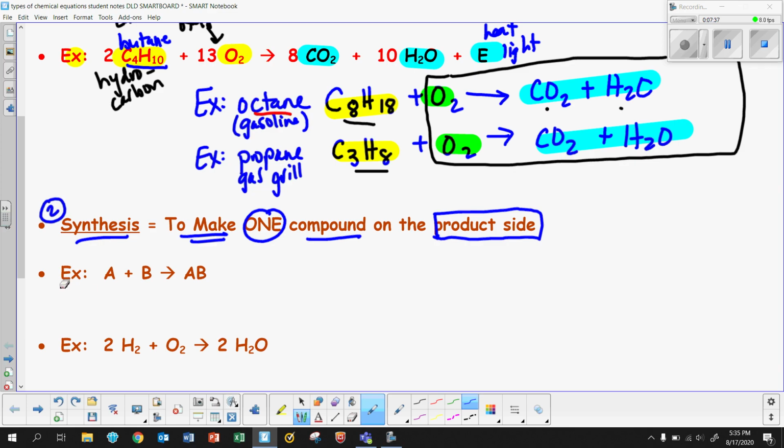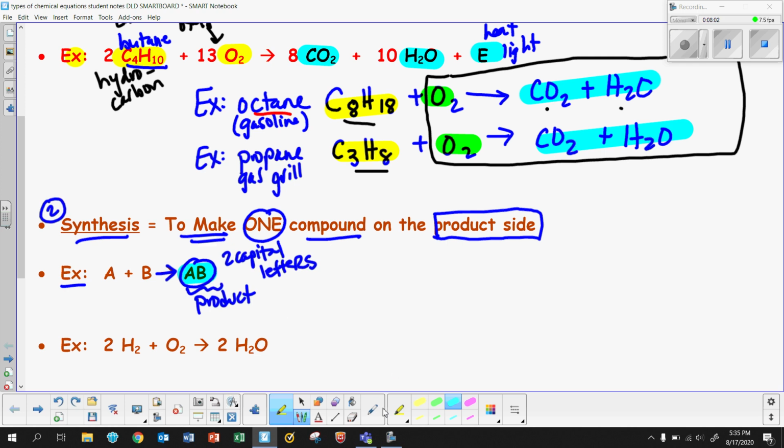So if we look at this first example, here is our arrow, this is our product side, and you see one compound. That's a compound because there's two capital letters. Okay, remember two capital letters stuck together like that's a compound. So if you notice, there's not a plus anything else over here. All we see on that product side is compound AB. We don't have plus anything else.